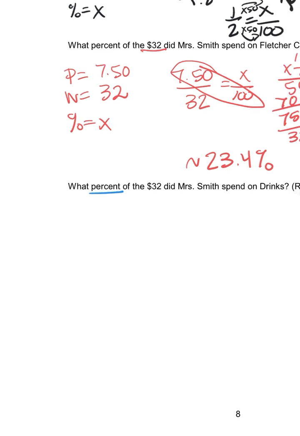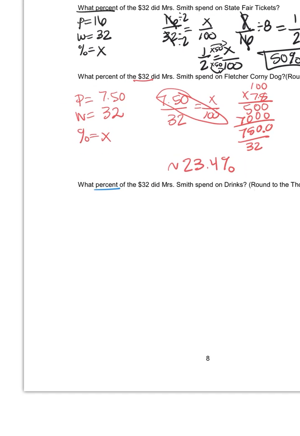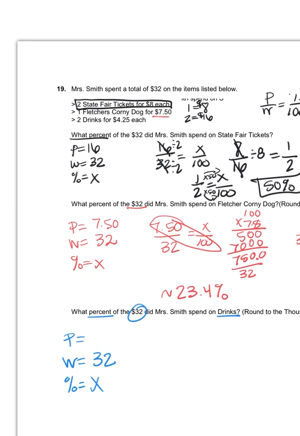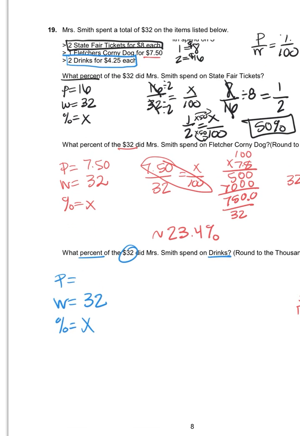All right, now we need to find for the drinks. So what percent of the 32 did Miss Smith spend on the drinks? Part equals, whole equals, percent equals. Well, my percent is still unknown. My total is $32. And then let's look back up at the drinks. She spent 2 drinks for $4.25 each.